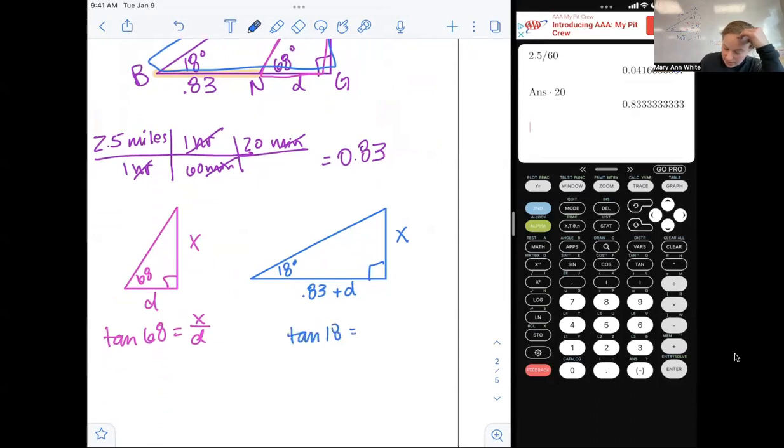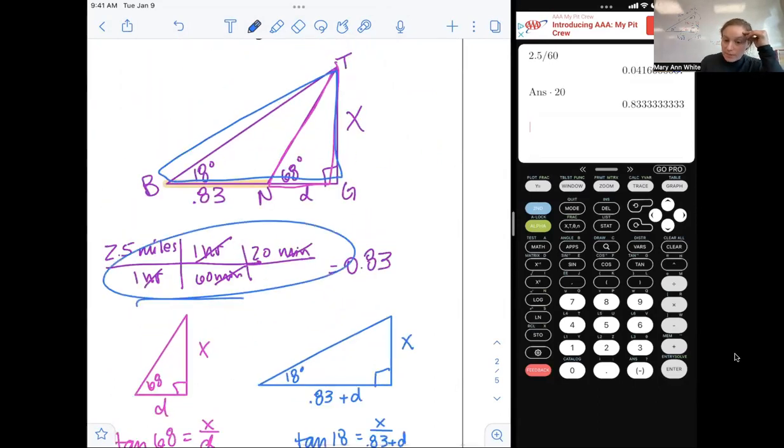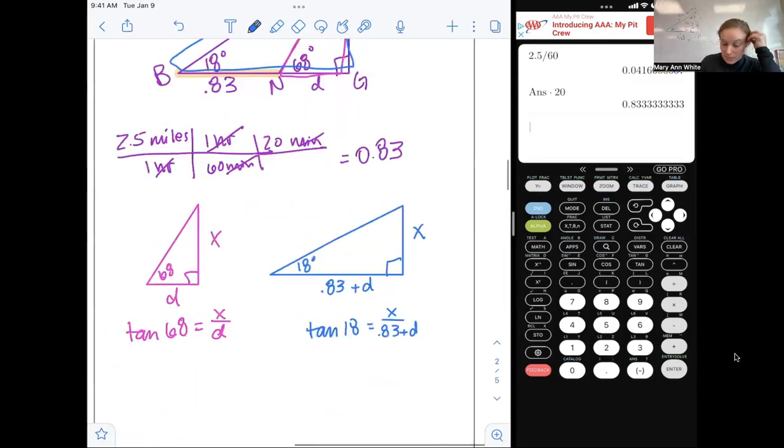I will tell you that this is the second one like this that we've done. I would expect one pretty similar to this on your test. I won't do the conversion, but other than that, the process is really similar.